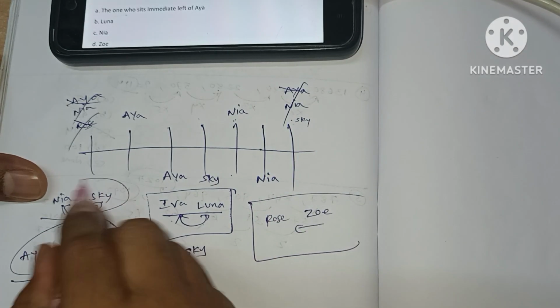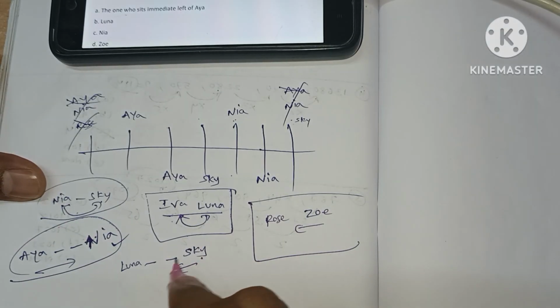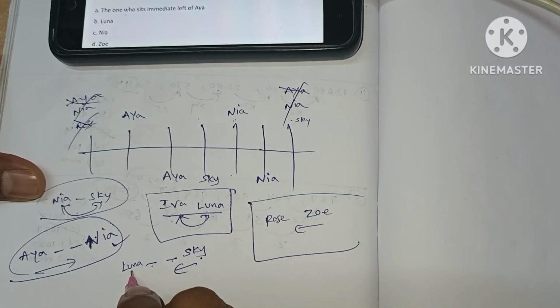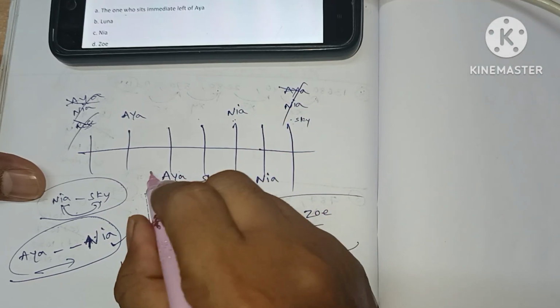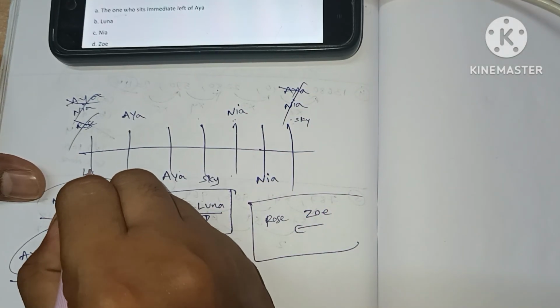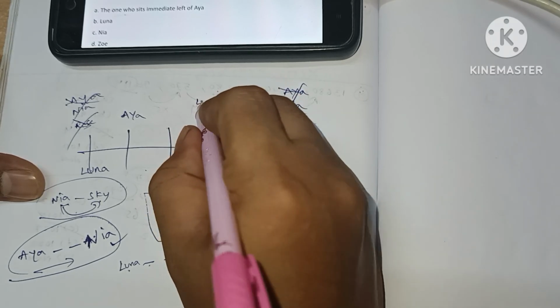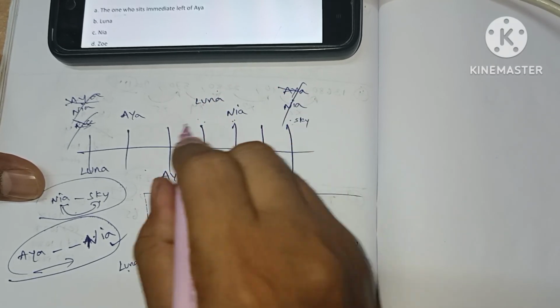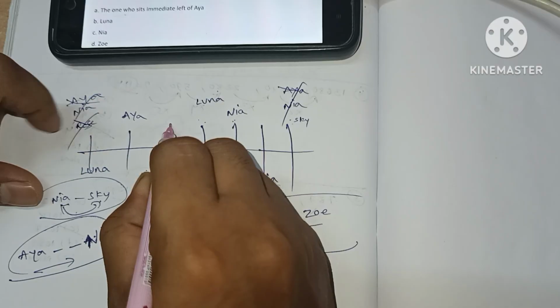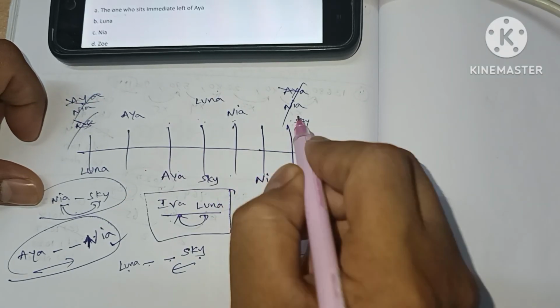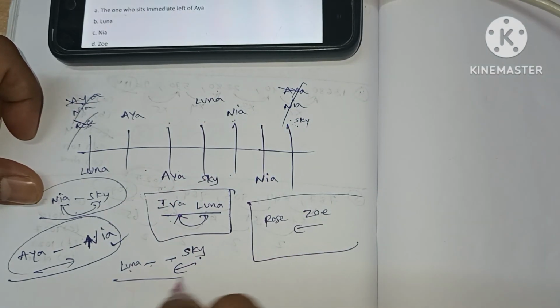Next, this one is completed. Sky, 1, 2, third to the left is Luna. So 1, 2, this is the place for Luna. In this case, 1, 2, this is the third one, which is the place for Luna. If we place Sky here, there is no place for Luna, so this is the place for Sky. Okay, this is also completed.